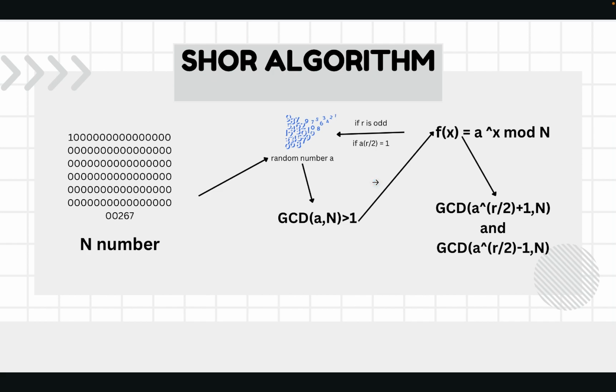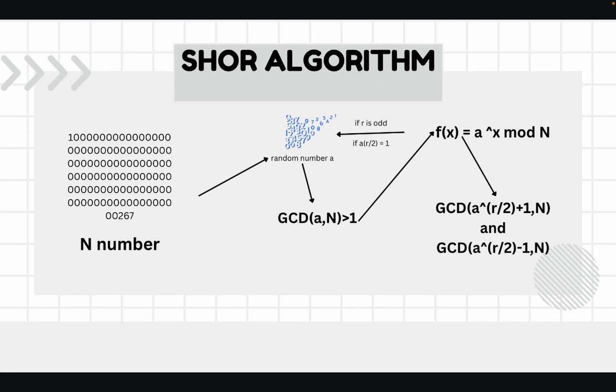So after we find the period r, we will go to step 4, that is computing the factors of n. Using the found period r, calculate the GCD of a^(r/2) plus 1 and n, and the GCD of a^(r/2) minus 1 and n. If either of these greatest common divisors is not trivial, in this example not 1 or n, then a factor of n can be obtained from these non-trivial divisors.